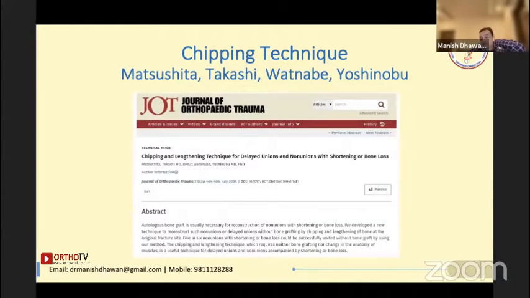I use this technique. This is a chipping technique that Mashuta Takashi has described, where in a stiff non-union you can just make a small incision and do the chipping of the bone around the non-union with a small osteotome. I do it in certain situations and you don't require bone graft. So we will also see it in the cases.